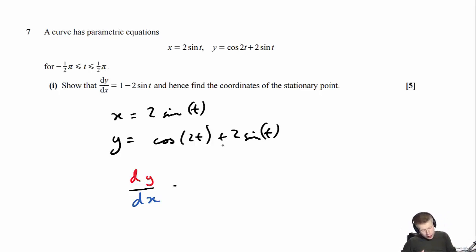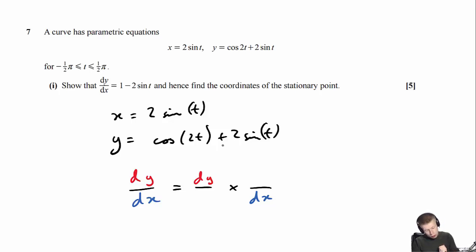Are you happy then that if I've got dy on the numerator and dx on the denominator, I can write that as a product of two fractions, essentially? So I can have two fractions, one here and one here, and I multiply them together. That's what product means. I have the dy on the numerator of the first fraction, and I have the dx on the denominator of the second fraction.